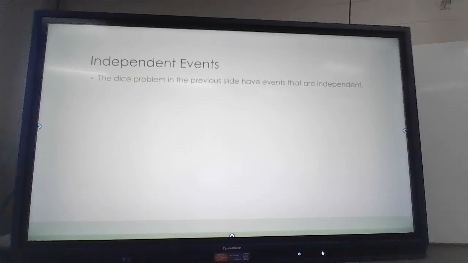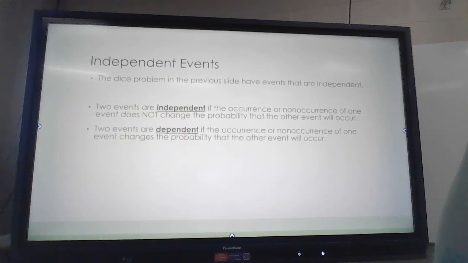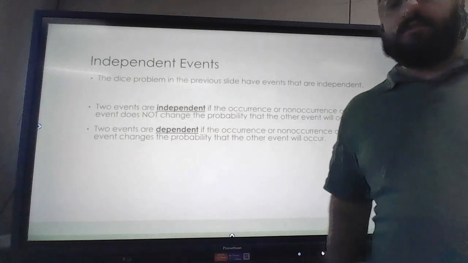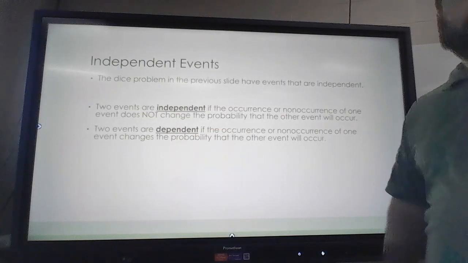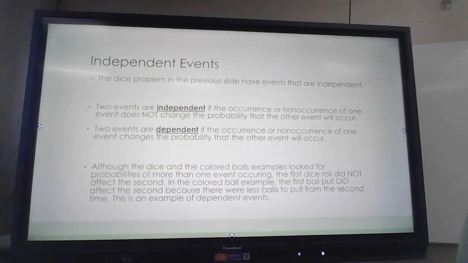So this is where we get into independent events versus dependent events, right? So the dice problem in the previous slide has events that are independent. So 2 events are independent if the occurrence or non-occurrence of one event doesn't change the probability that the other event will occur. But if it does, they're called dependent events. So 2 events are independent if one event occurring doesn't affect the probability of the other. But if one event does affect the probability of the other, those events are dependent.